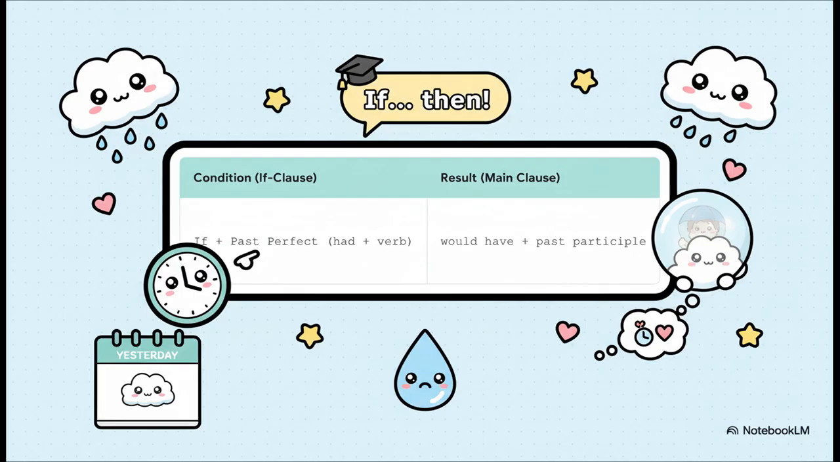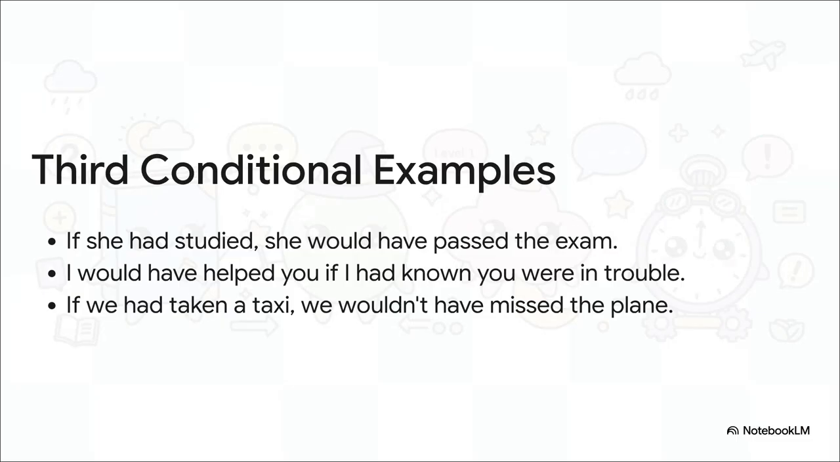The if part uses the past perfect tense. That's had plus the third form of a verb, like had seen or had known. Then the result uses would have plus that same verb form. The whole thing just screams the past. So, in all of these sentences, we're talking about past regrets.